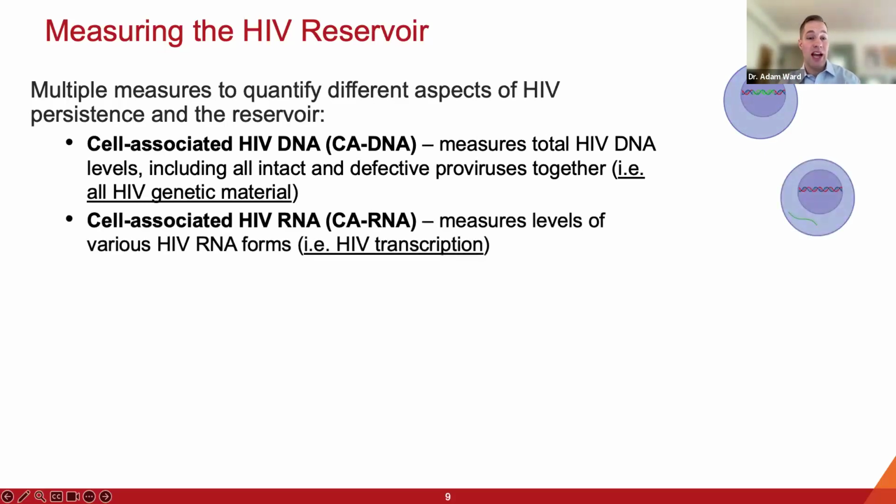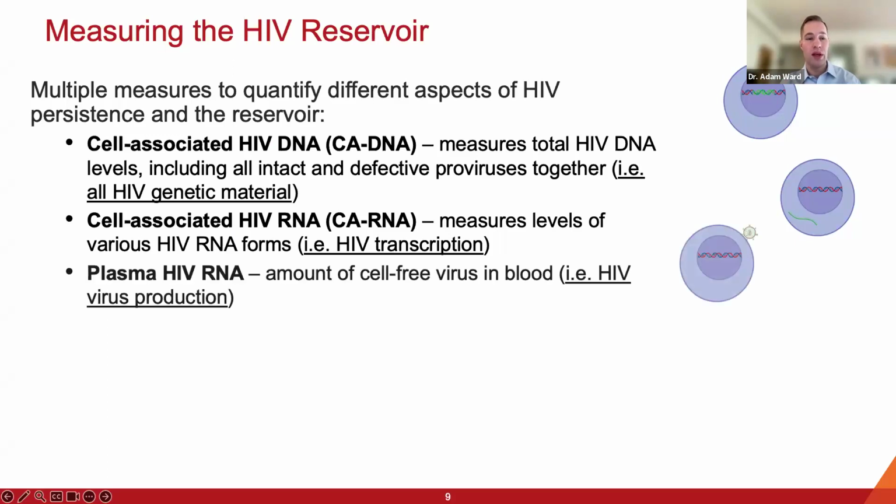Then cell-associated HIV RNA. This measures levels of various HIV RNA forms, i.e. HIV transcription, this process of transcription I noted earlier. We can also measure plasma HIV RNA or cell-free HIV RNA in other fluids such as cerebrospinal fluid. And this measures the amount of cell-free virus in that fluid, such as blood. And this may represent HIV virus production.